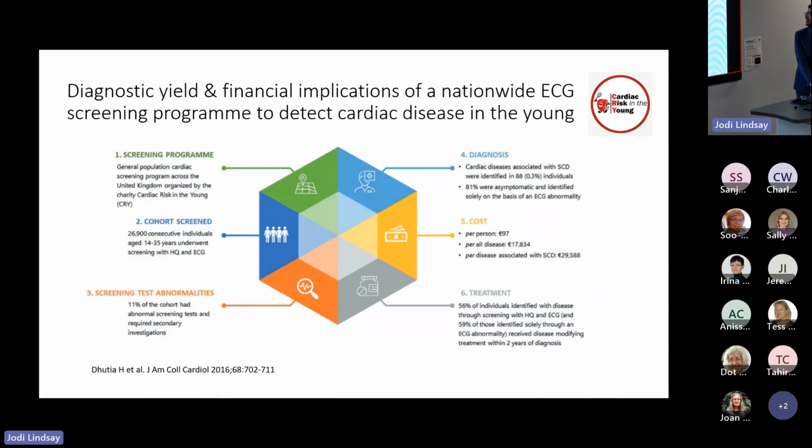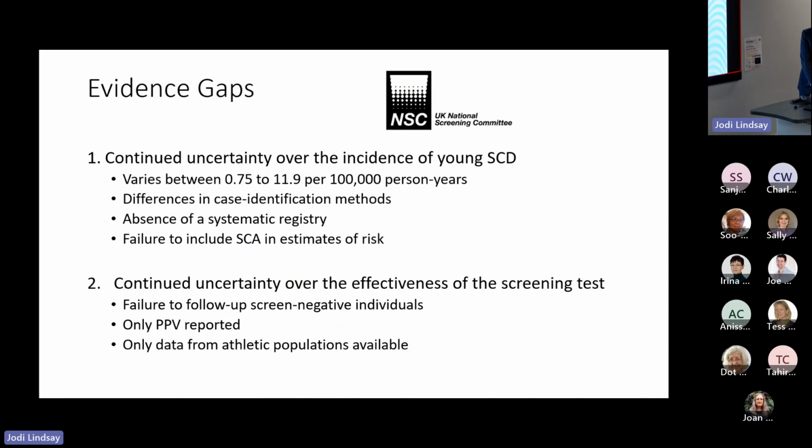And we have published some of our experience, from a group of about 25,000 individuals, in terms of our experience with the screening program. But this is based predominantly on the individuals who were flagged as abnormal by the screening program, and then we tried to see what happened to them once they went for secondary evaluation and how many of them were diagnosed.